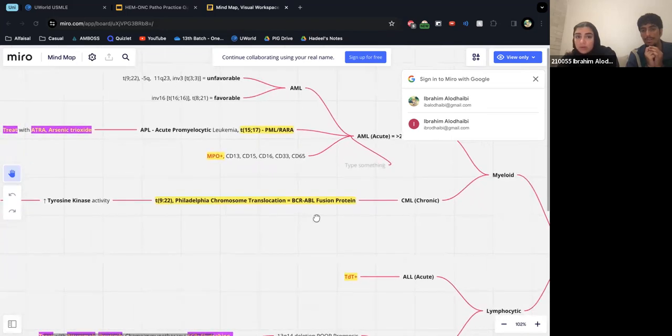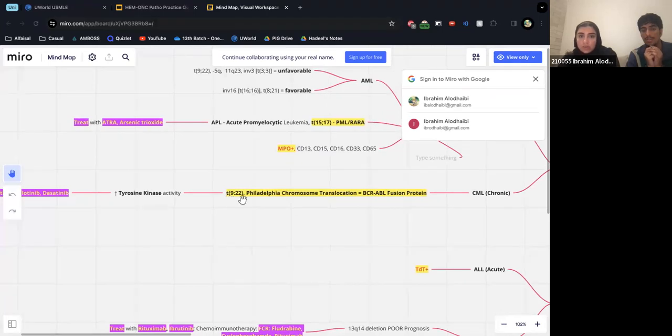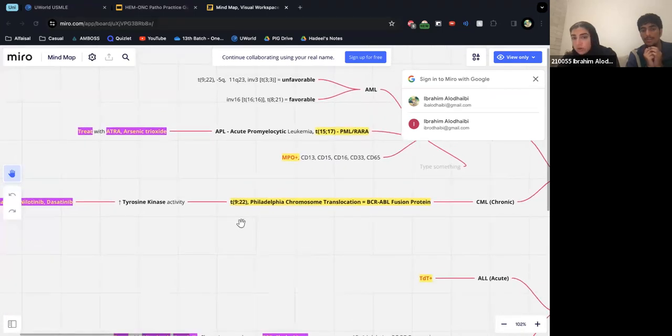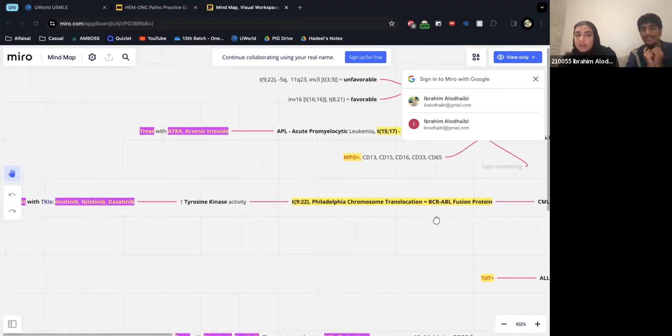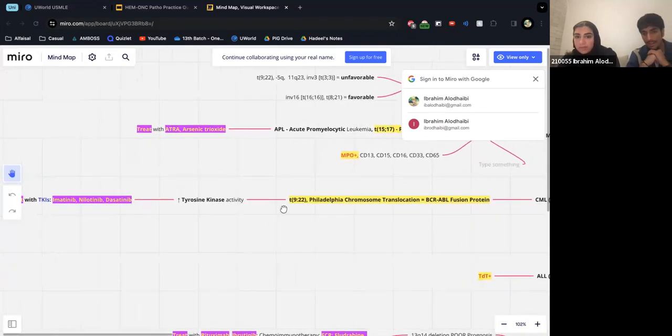Now for chronic myeloid leukemia, as we said a bunch of times in the past 5 minutes, it's a 9 to 22 translocation known as a Philadelphia chromosome translocation. It's a BCR-ABL fusion protein, which causes increased tyrosine kinase activity. So you treat it with TKIs, tyrosine kinase inhibitors, okay?